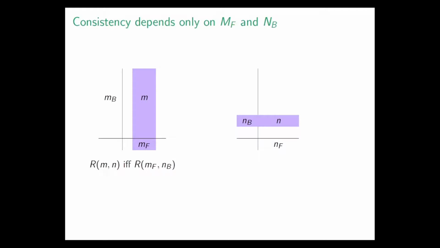It turns out that consistency depends only on the F class of M and the B class of N. So once you've represented your models on grids, in order to know whether an arbitrary M and N are consistent, you only need to look at the column of M and the row of N.